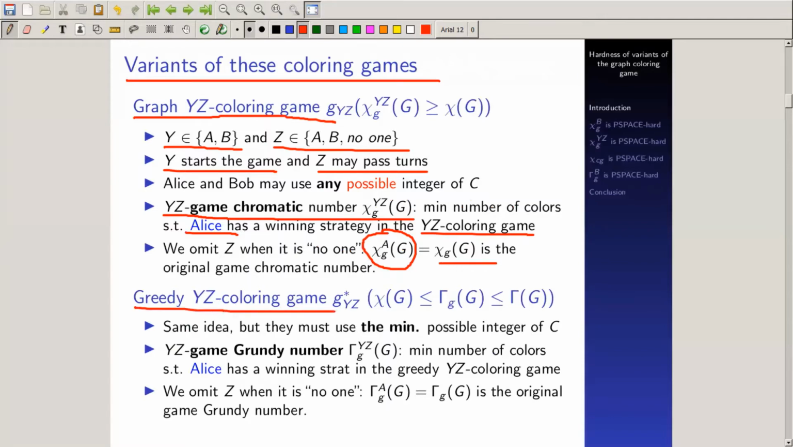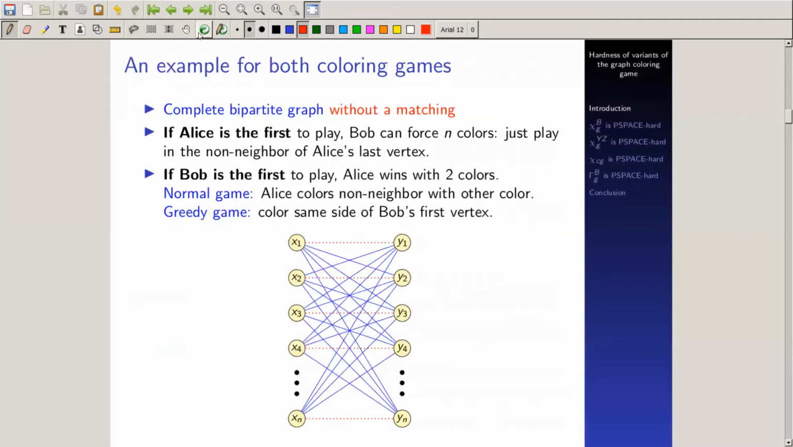The greedy YZ coloring game is the same idea, but the coloring must be greedy. So the YZ game Grundy number, gamma_g^YZ of G, is the minimum number of colors such that Alice has a winning strategy in the greedy YZ coloring game. So gamma_g^A of G, where Alice starts the game and no one may pass turns, is the original game Grundy number. An example for both coloring games: we have here a complete bipartite graph without a matching.